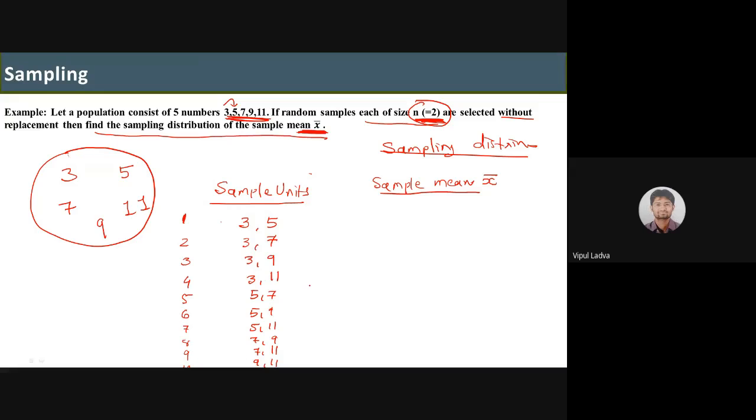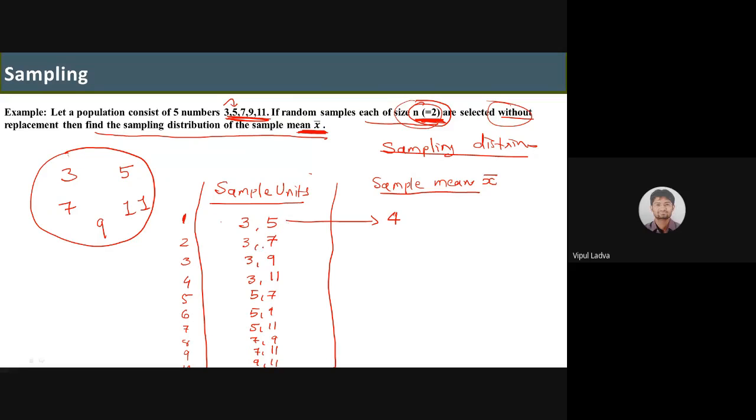These are the only 10 different samples we may pick from this particular population under this particular condition, that the sample size must be 2 and without replacement. Is it? Now, this is very easy for you. Can you give me the sample mean for the first one? If both these are the sample values, 3, 5, then what will be the mean? Surely it will be 4. 3 plus 5 divided by 2, it will be 4. That will be the sample mean for the first sample.